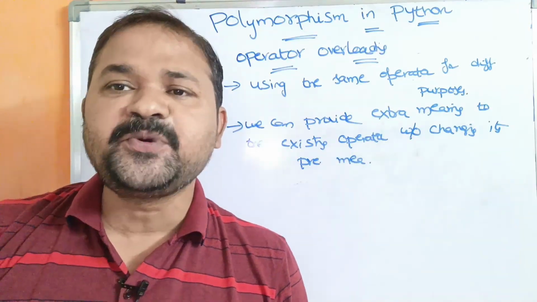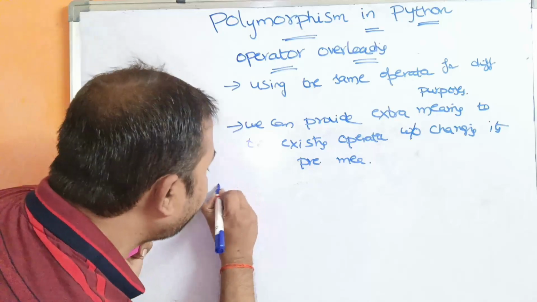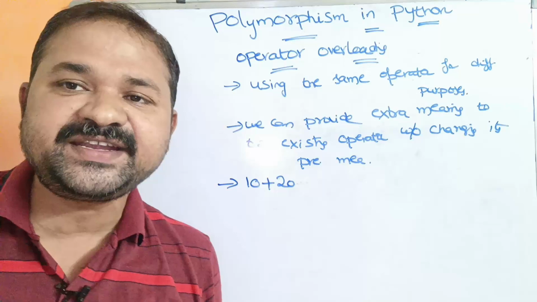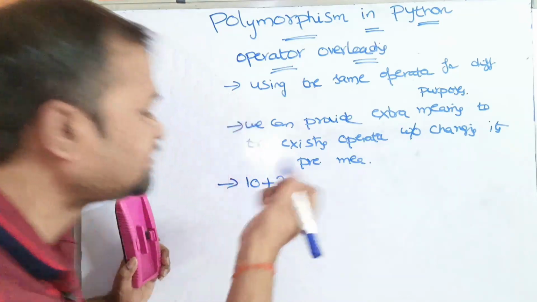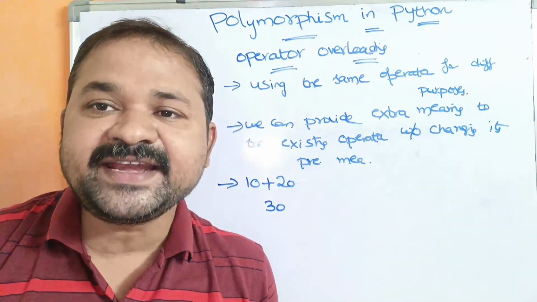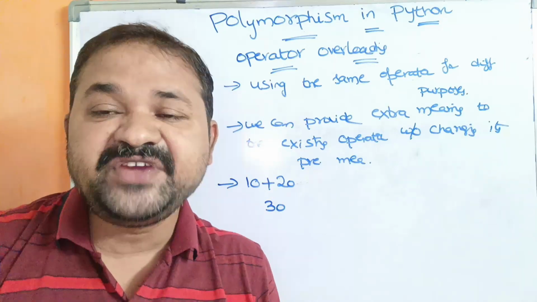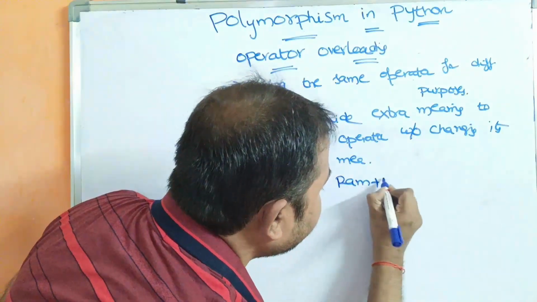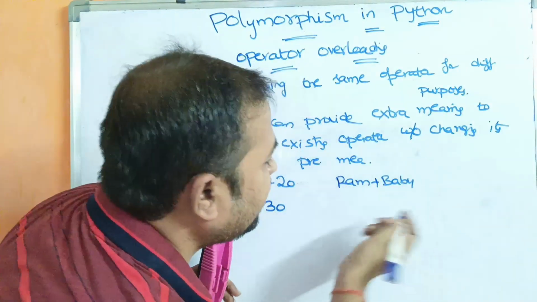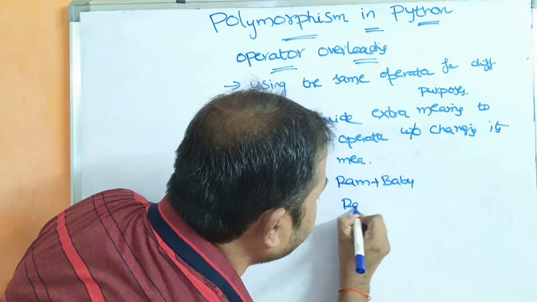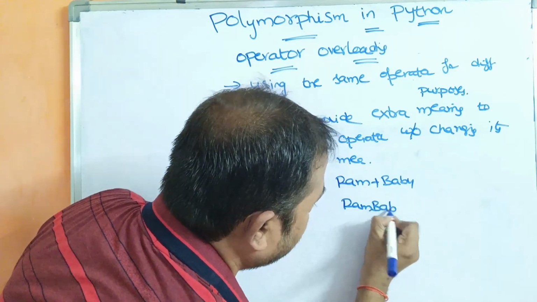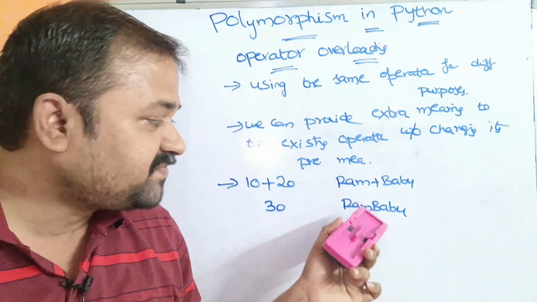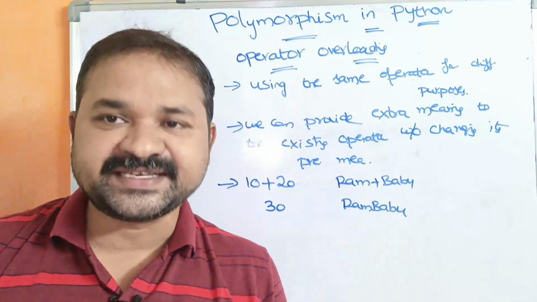Let us take the example of plus. By using plus, we can add two numbers. What is the result of 10 plus 20? 30. Likewise, by using plus, we can concatenate two strings. We can join two strings. Let the first string be Ram, whereas the second string is Babu. If we concatenate Ram and Babu, then we will get RamBabu. So by using the plus operator, we can add two numbers as well as concatenate two strings.